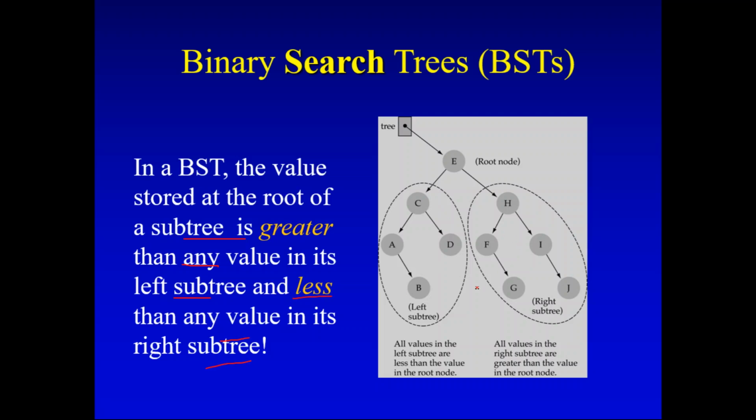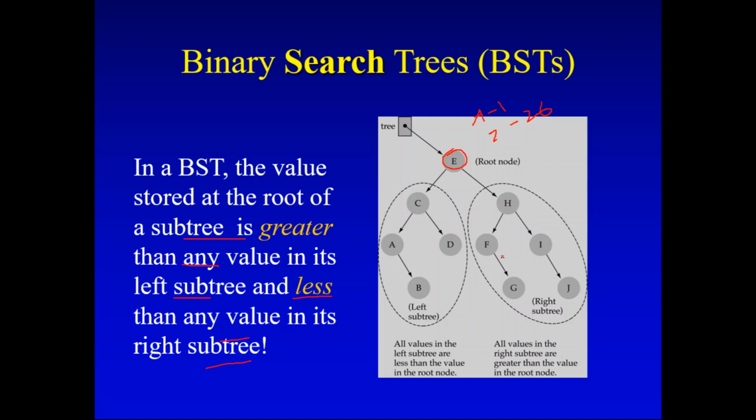Normally we use integers, but in this diagram alphabets are used, numbered starting with A equal to 1 and Z equal to 26. The root of this tree is E, then C, which is less than E. A is less than C, but D is greater than C. B is greater than A, so it's the right child of A. H is greater than E, so it's the right child of E. F is less than H, so it is the left child of H. I is greater than H, so it's the right child of H.